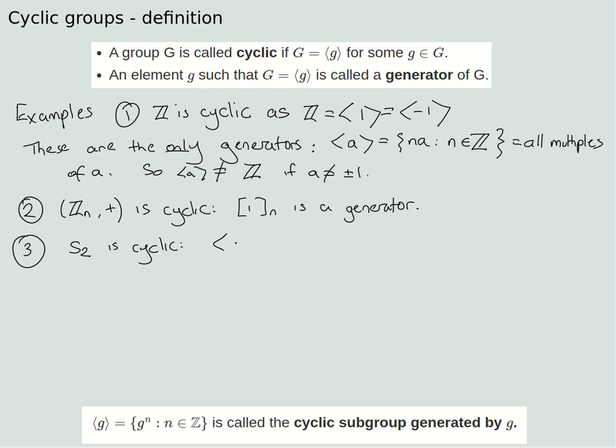Because if you look at the cyclic subgroup generated by (1 2), so all the powers of the permutation (1 2), well, (1 2) to the 0 is the identity, (1 2) to the 1 is (1 2). That exhausts all the elements of S2. So (1 2) is a generator of S2, and S2 is cyclic. But on the other hand, if you look at S3, or actually any symmetric group Sn for n at least 3, this thing is not cyclic.